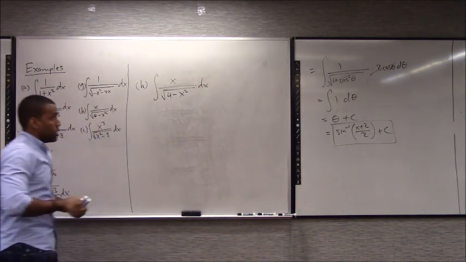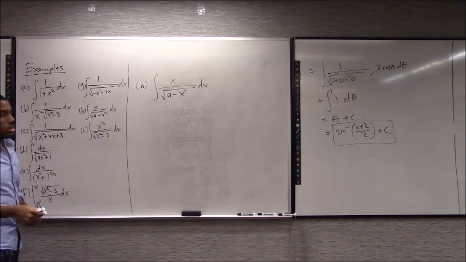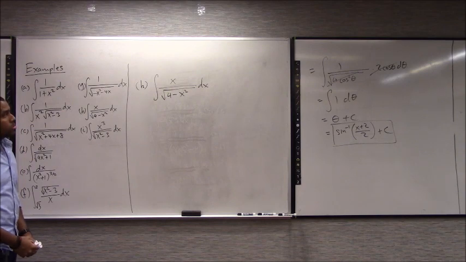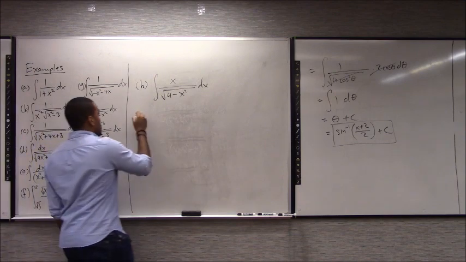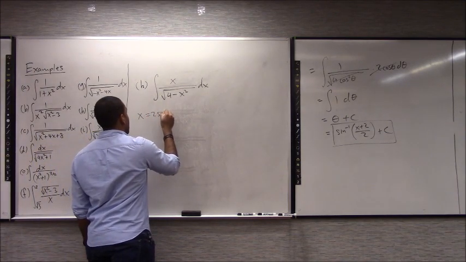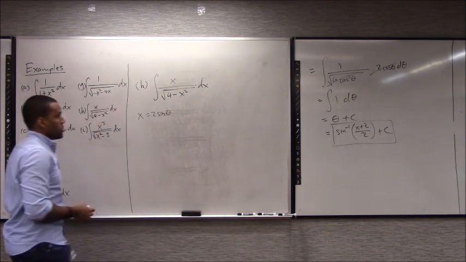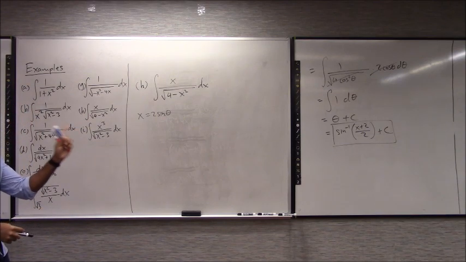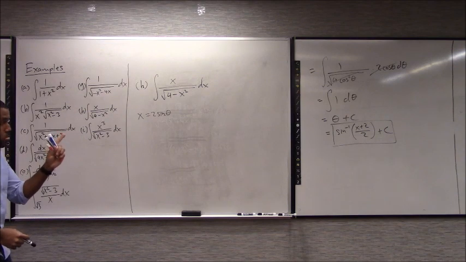How do we do this one? So 4 minus x squared would be a squared minus x squared, so you could say x equals 2 sine theta. Then you could say dx equals 2 cosine theta d theta. So yes, we could do that. Does anyone see a better way?